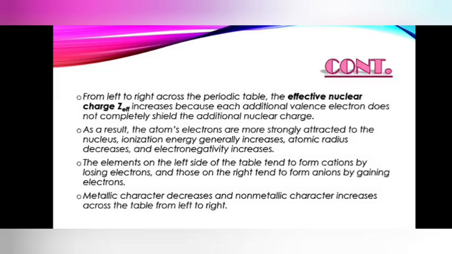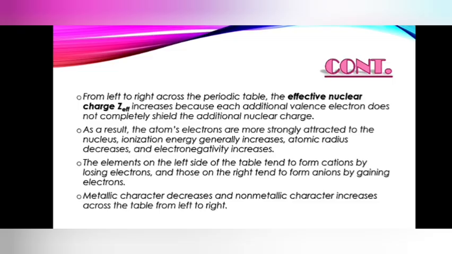From left to right across the periodic table, the effective nuclear charge increases because each additional valence electron does not completely shield the additional nuclear charge. What does it mean? It means that if you're moving from left to right, the number of electrons is increasing. As the number of electrons increases, the effective nuclear charge increases. And as the electrons are increasing, the nuclear charge is not completely shielded by the valence electrons. So that's why our nuclear charge is increasing.